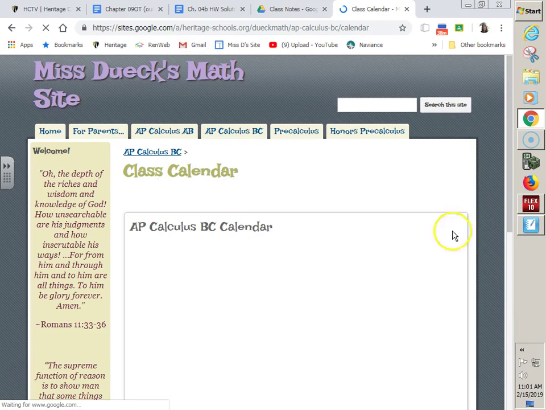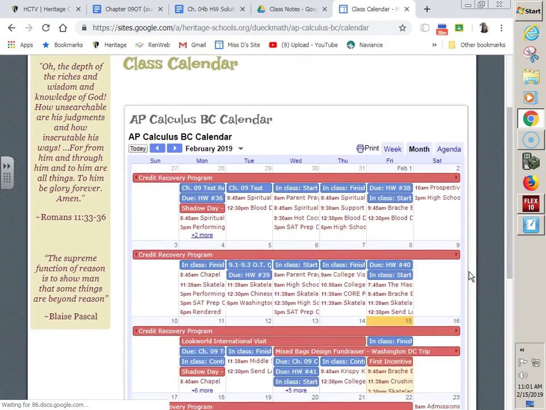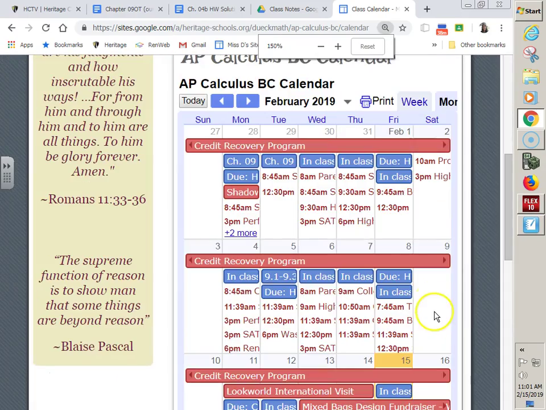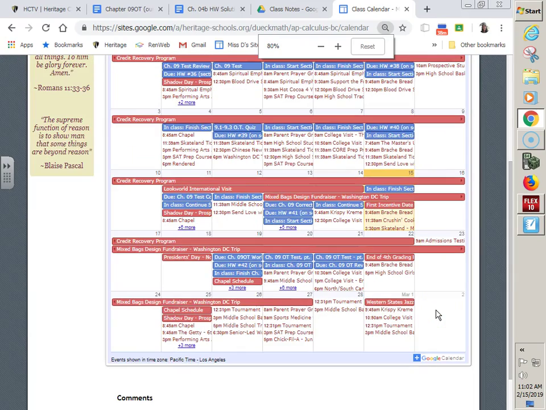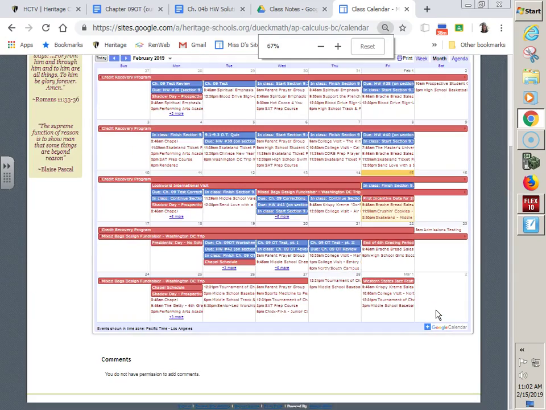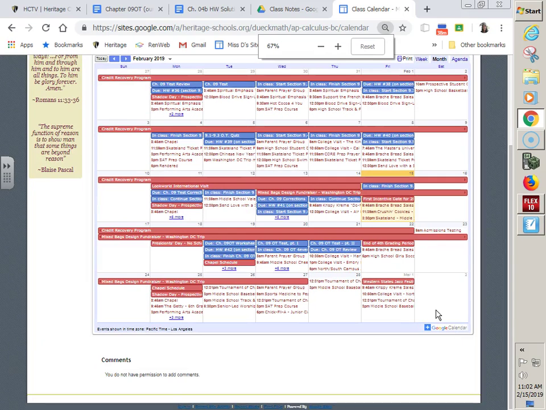Here's the class calendar real fast. I'll zoom in so they can see what the deadlines are. Oh, I'm not sure it's going to help super. Does it show more words as I zoom out? Ooh, it does. Oh, that's a little intense.